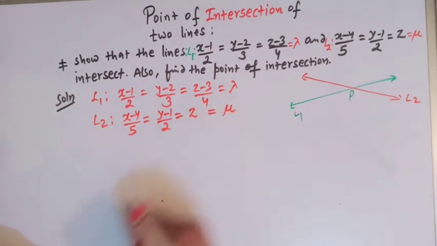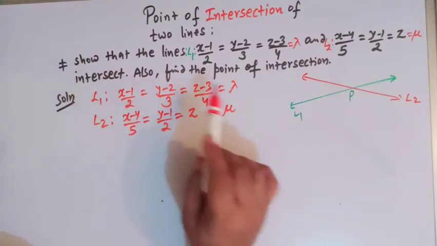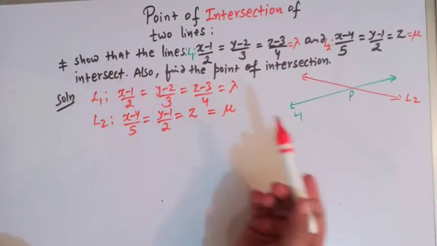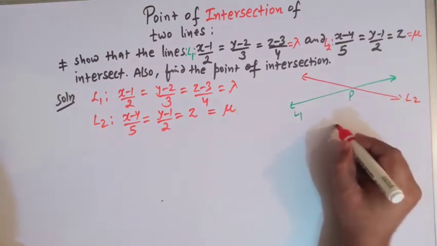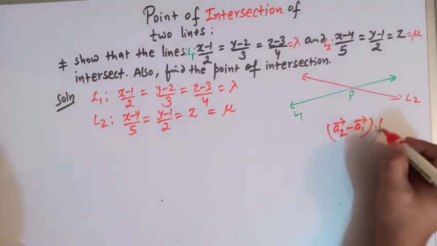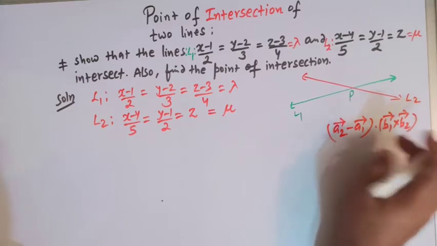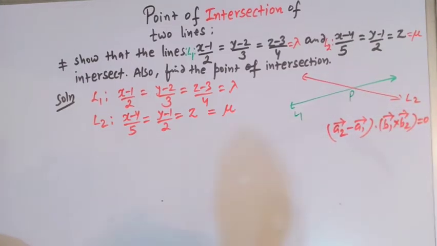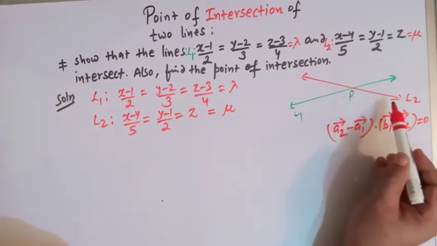equal to mu, right? Now we can show that these two lines intersect by the method of computing this expression, and then we can show that the dot product of these two vectors is 0. But here I am not using this method, so we will take the usual method and we will find the general point on these two lines.